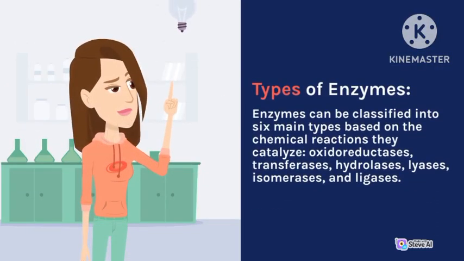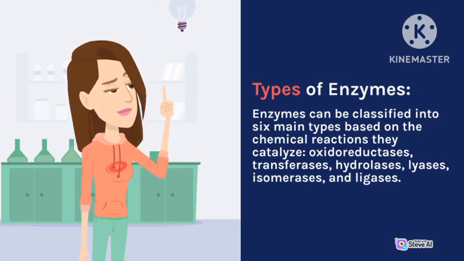Types of enzymes. Enzymes can be classified into 6 main types based on the chemical reactions they catalyze: oxidoreductases, transferases, hydrolases, lyases, isomerases, and ligases.